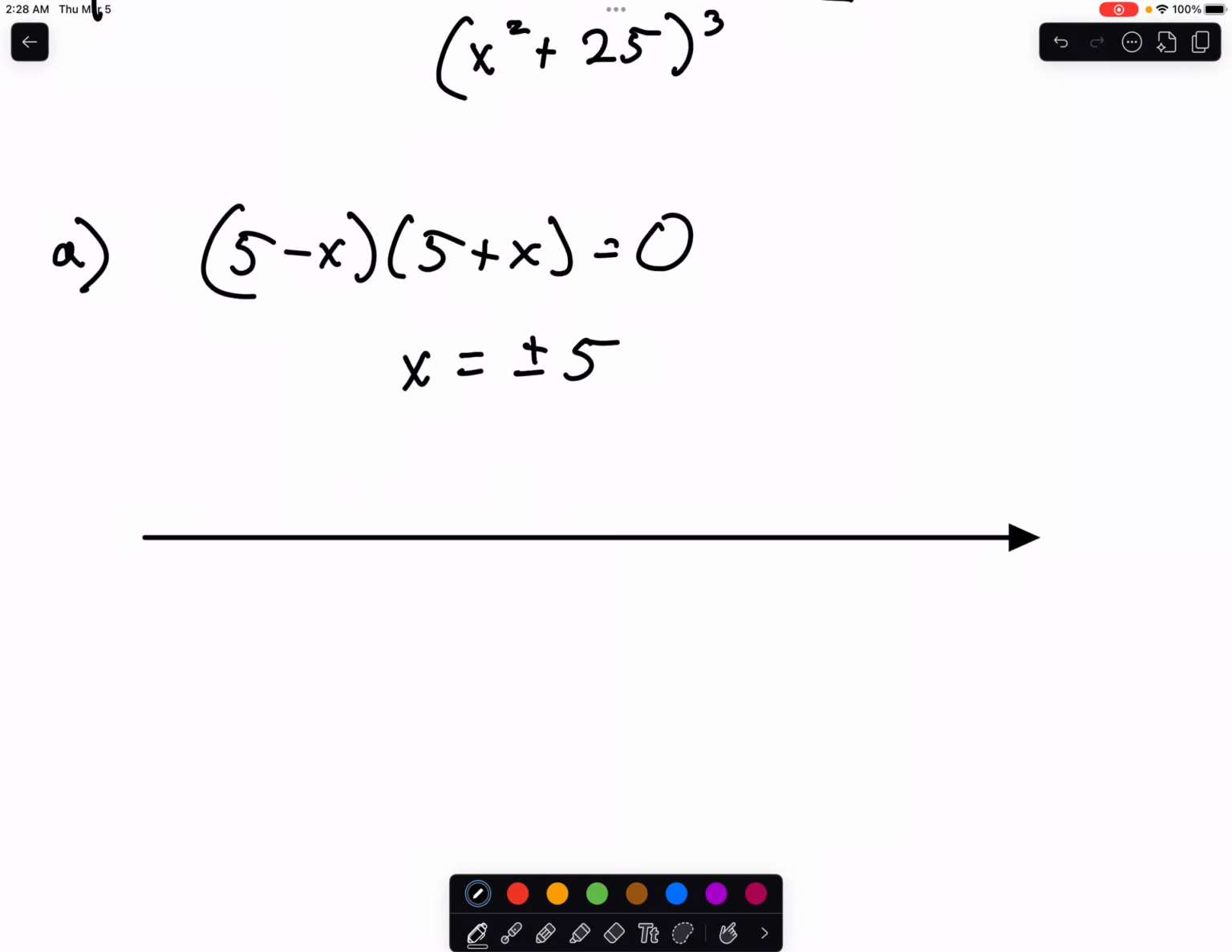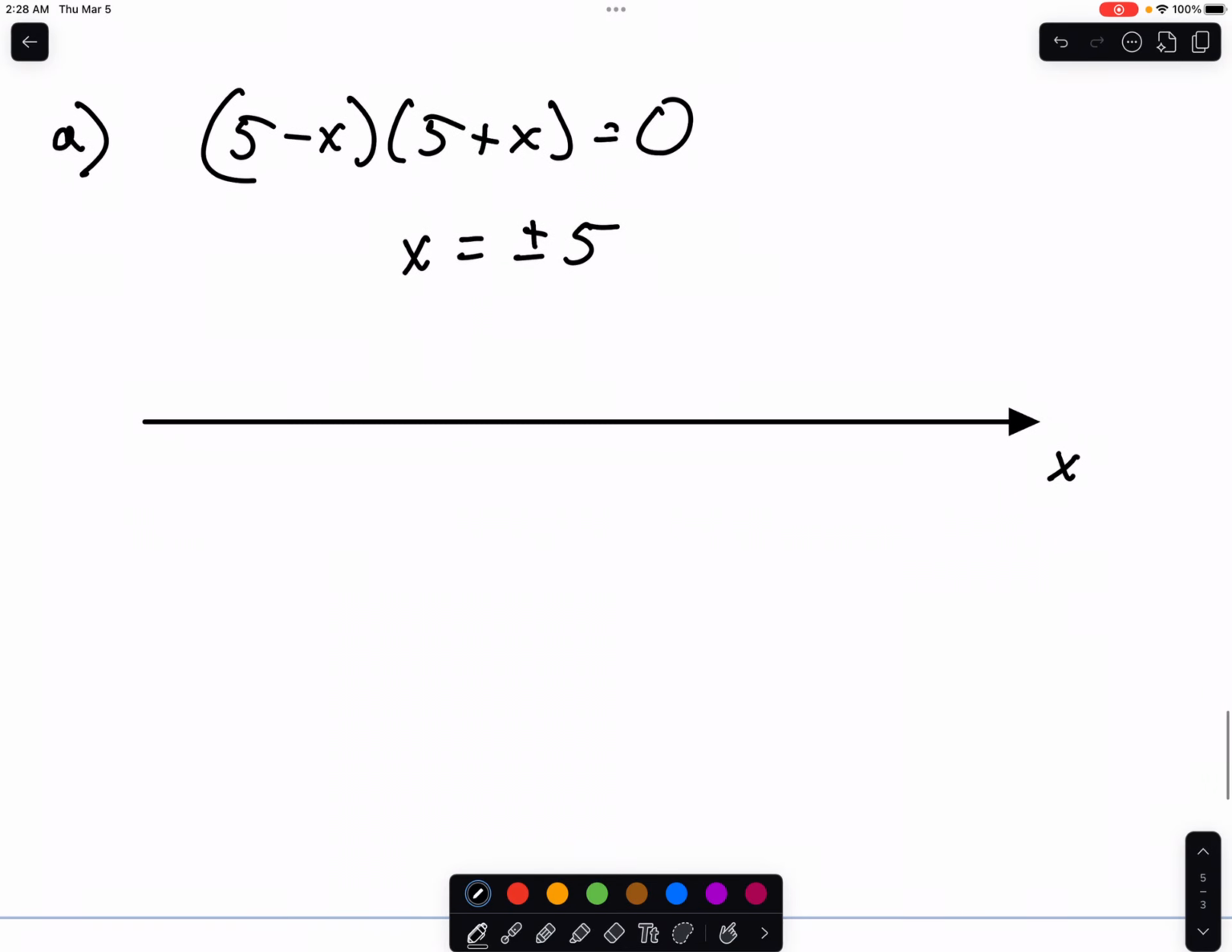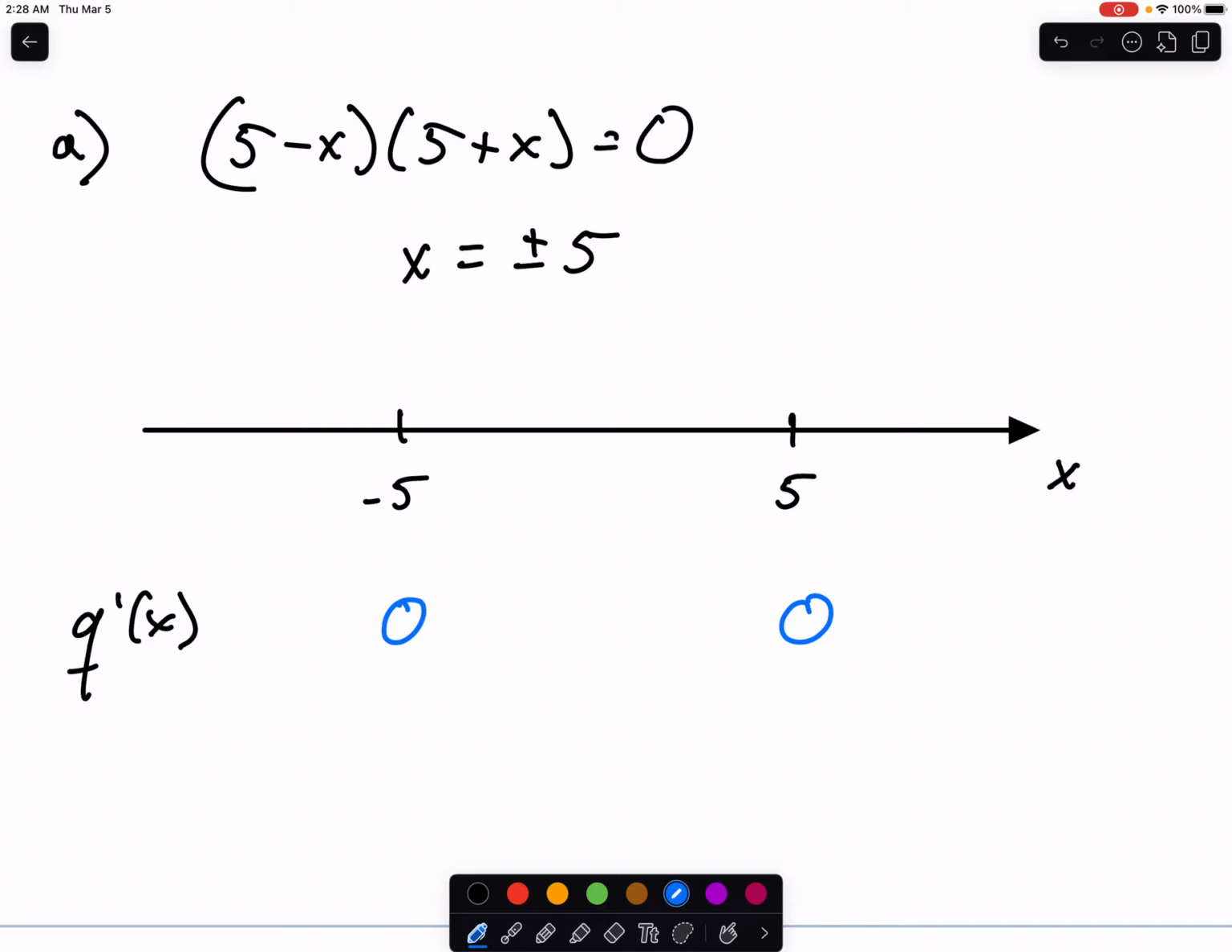Okay. Say this is our positive x here. Here we have our -5. Here we have our +5. If we want to consider q prime, these guys are going to make q prime 0. So these critical numbers break the number line up into 3 regions. We've got region A, region B, and then region C.